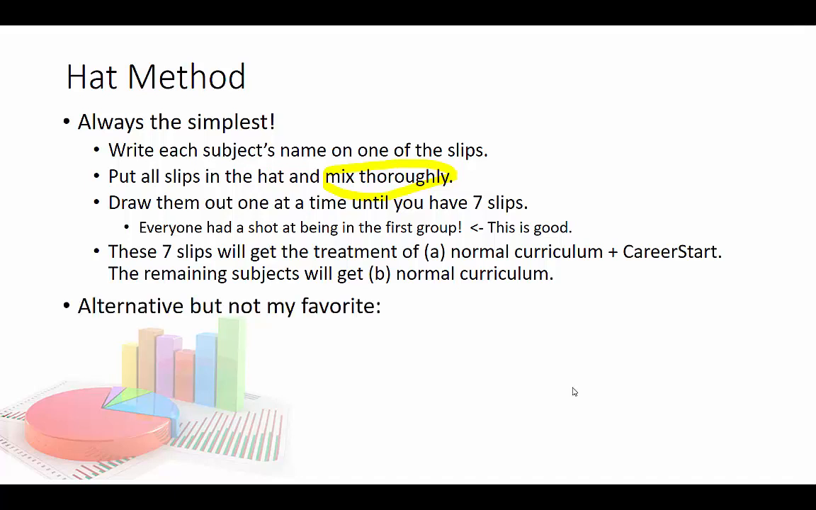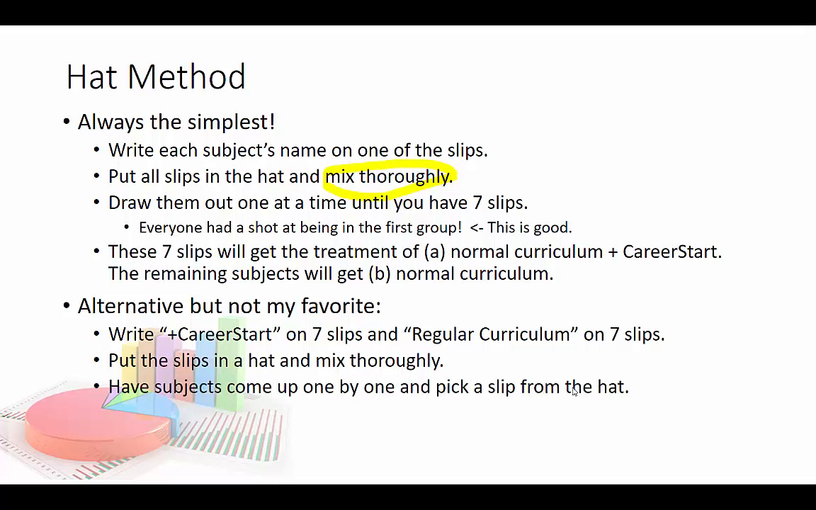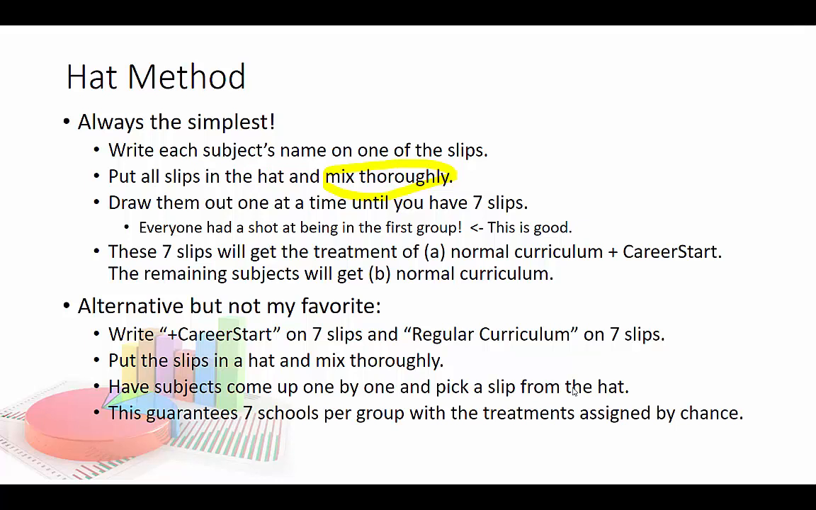Now, this is an alternate. You could write career start on 7 slips and regular curriculum on 7 slips, and that technically would work. Then you put the slips in a hat and mix thoroughly. For some reason, I just prefer the top one. I don't know why. Have the subjects come up one by one and pick a slip from the hat. I guess it's because it feels like they all get a chance to draw a slip, and that's why it's not my favorite. So it still guarantees 7 schools per group with treatments assigned by chance, and they all have an equal shot. So it's still fair. It just doesn't feel as good to me.